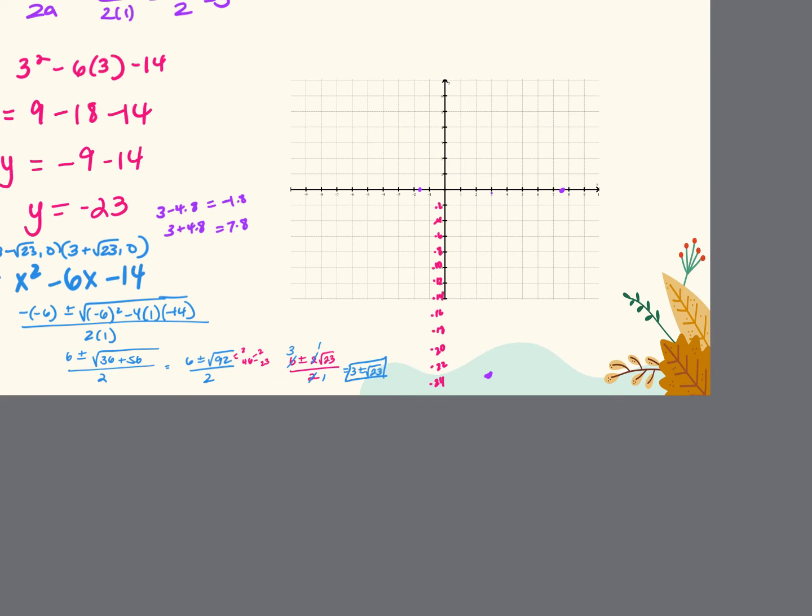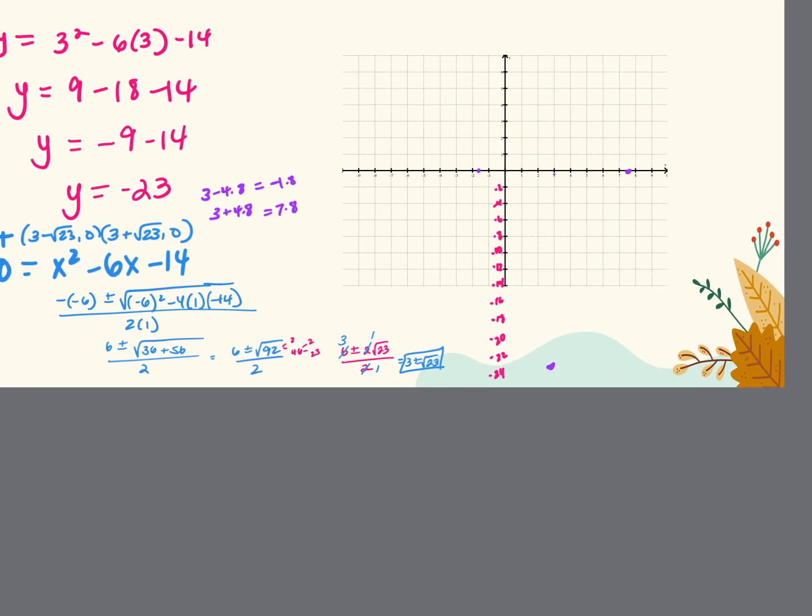What was it? The 7.8, where were you? I did 3, so this is what I got from my intercepts from the quadratic, and then I approximated root 23 to be a little bit less than 5, so like we said 4.8. And then it's 3 plus 4.8 and 3 minus 4.8. It's from this part of my quadratic, yeah.